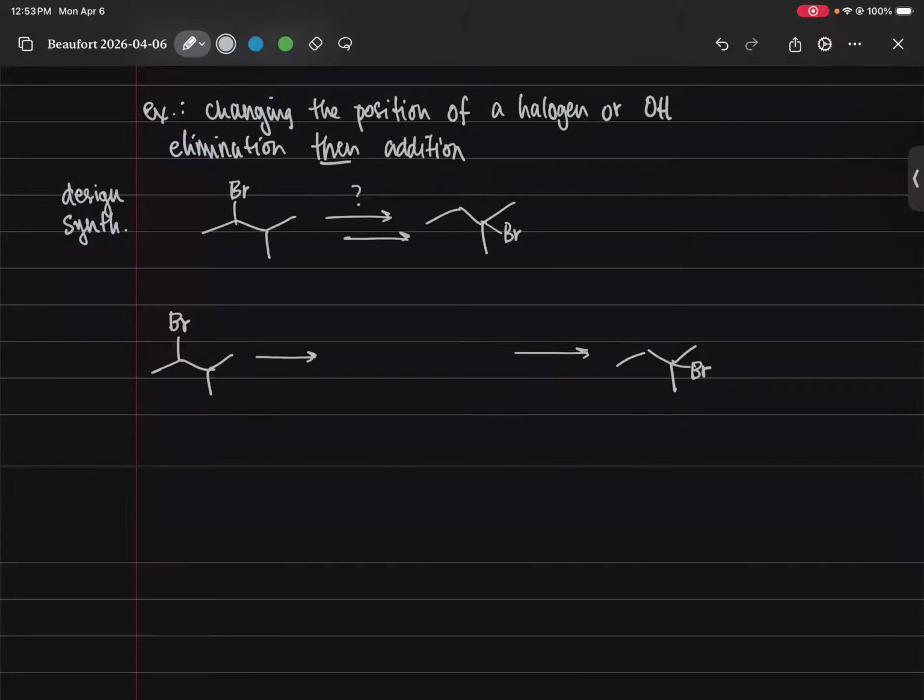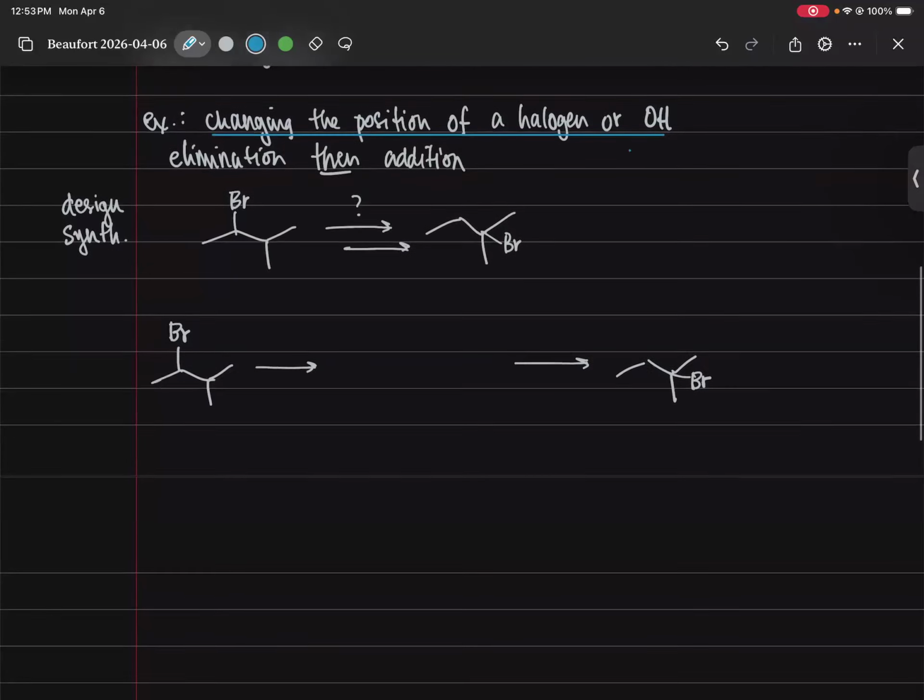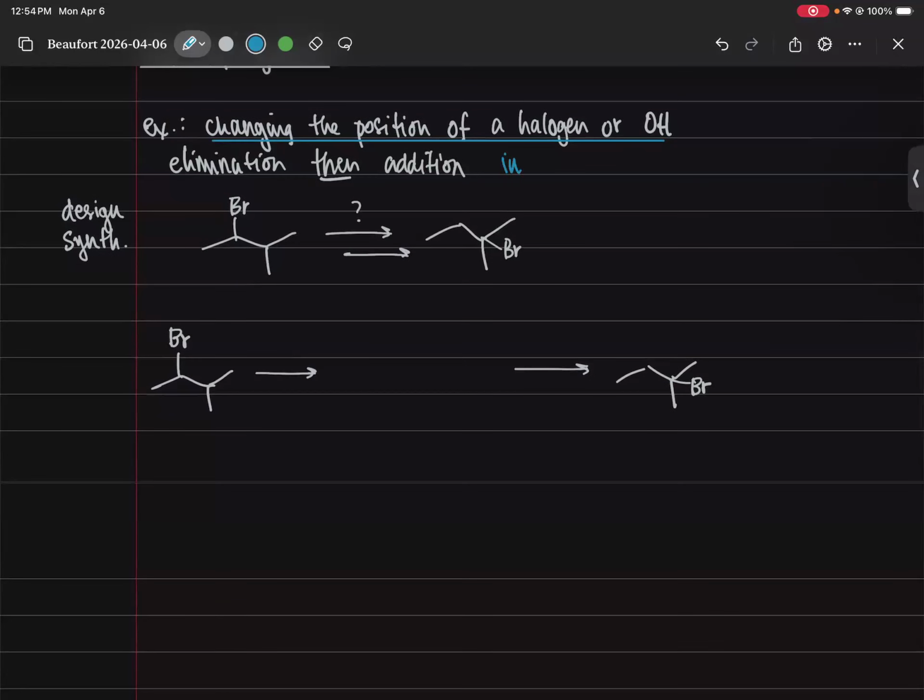Okay, specifically for this sort of multi-step synthesis problem where we're moving a halogen, and actually for the other example that I'll show you too, the intermediate is an alkene. We are talking about alkenes in this chapter after all.